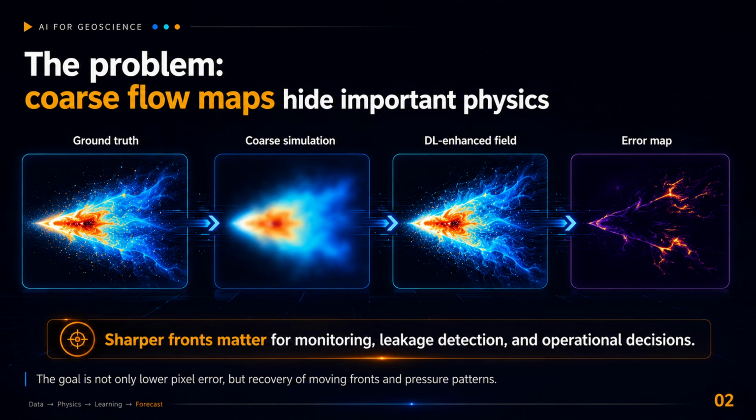This is very important because in real field applications, a small missing detail can become a big problem. For example, if we miss the leading edge of a CO2 plume, we may place monitoring wells in the wrong location. If we miss a pressure hotspot, we may underestimate geomechanical risk. So the question is, can AI help us recover these hidden details?